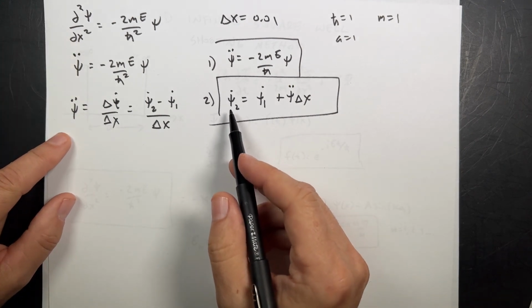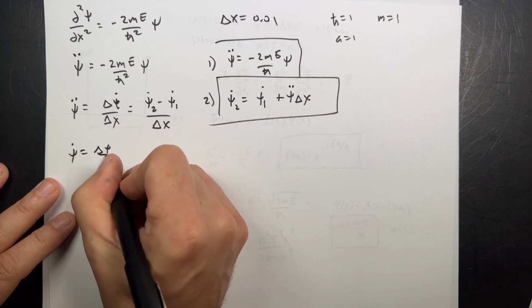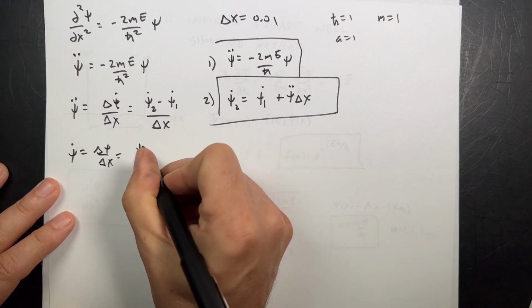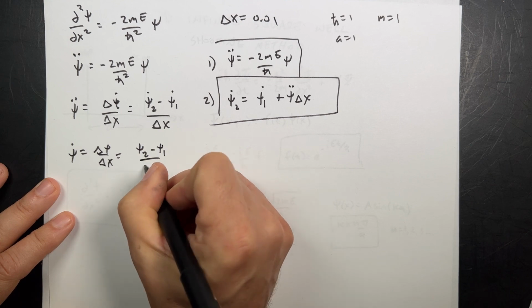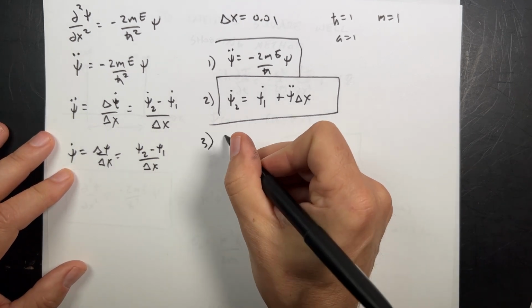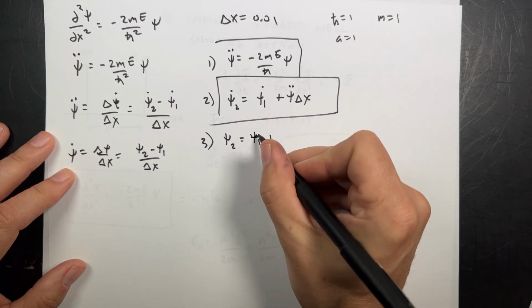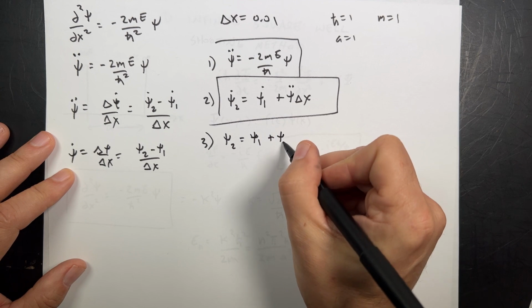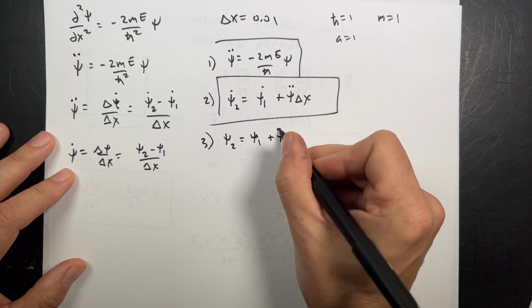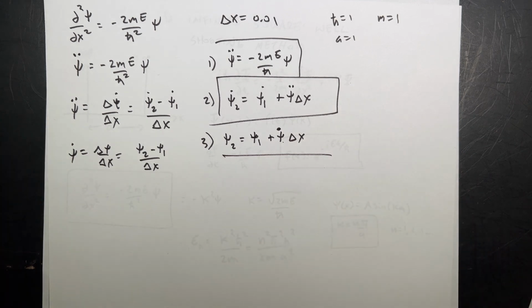Now, after that, I can go down here. I need to find psi. So I can do the same thing. I could say psi dot is delta psi over delta x, or psi 2 minus psi 1 over delta x. And then I can solve this for psi 2, and this is going to be step 3. Psi 2 is psi 1, that's a psi, plus psi dot delta x. And then I just repeat the whole thing.